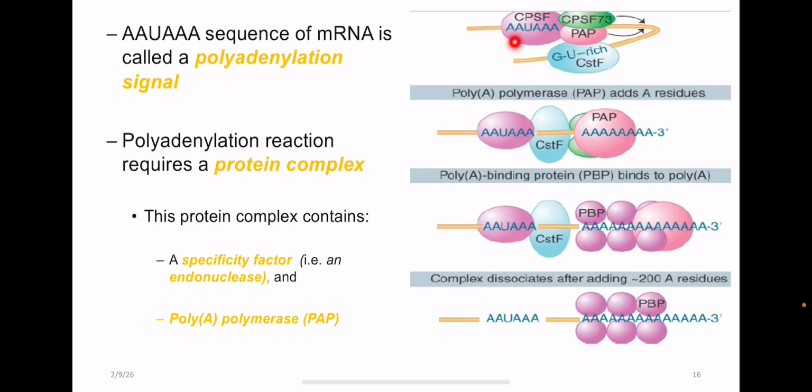This is a protein complex. It has so many subunits, but now we are just focusing on the endonuclease and the PAP subunit. The poly A polymerase adds nucleotide residues. These are the AAAA, right? So it adds them.